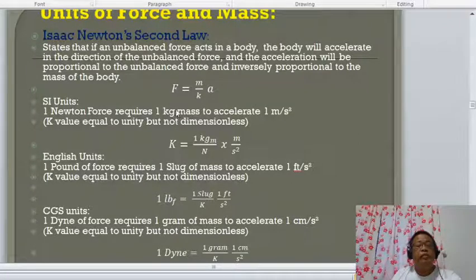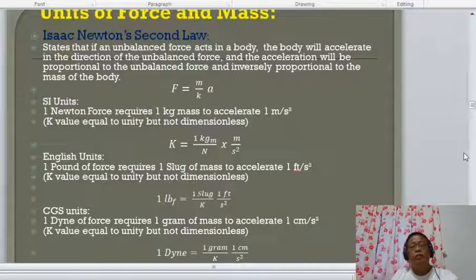In CGS units, this is centimeter, gram, seconds units. So that is CGS, centimeter, gram, seconds. We have different units from English. The force in CGS is defined in dyne. How are we now going to develop or produce a dyne of force?